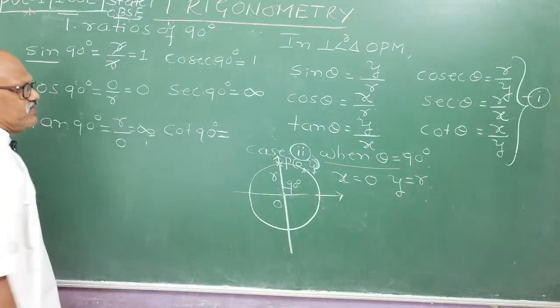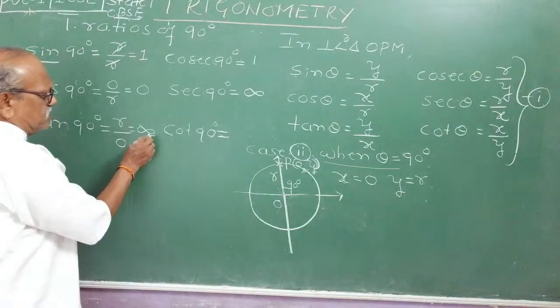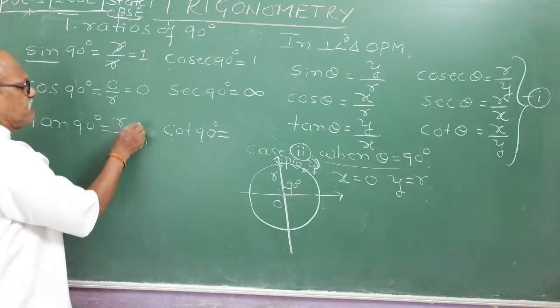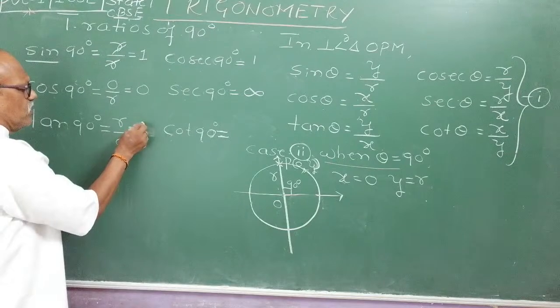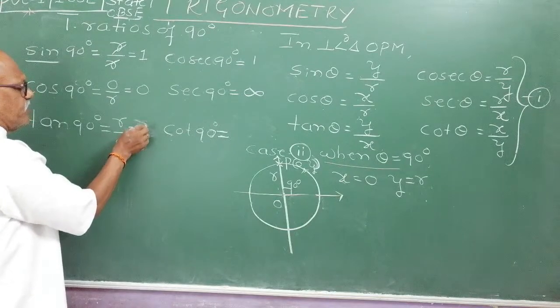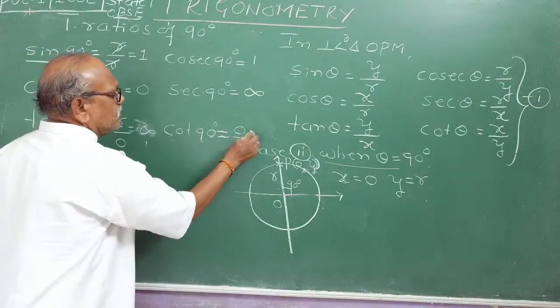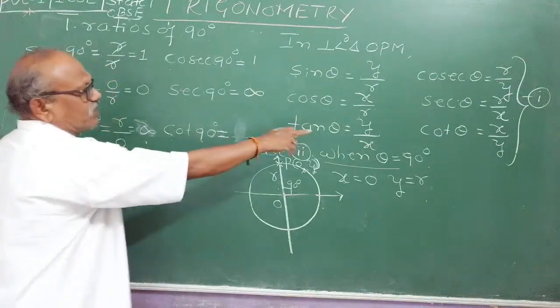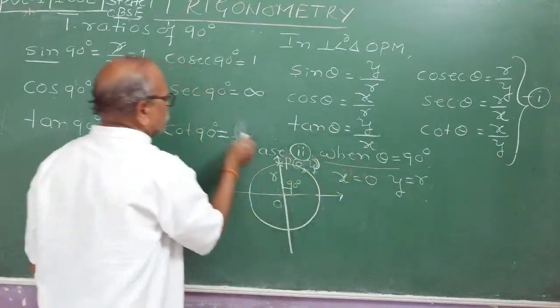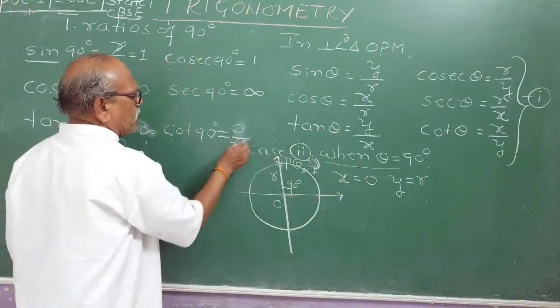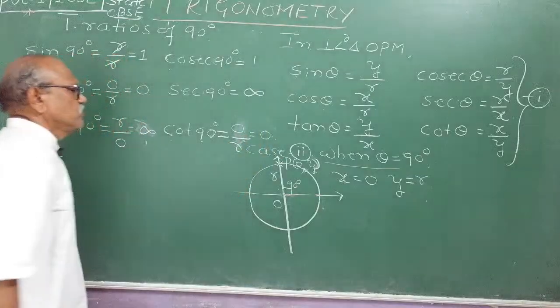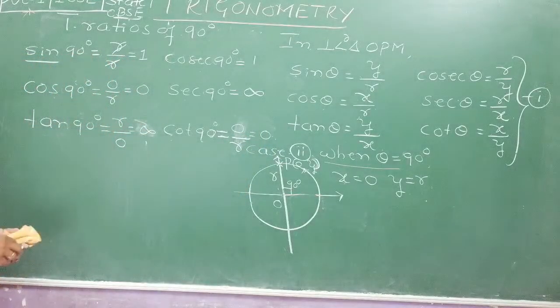Cot 90. What is cot 90? Cot 90 is reciprocal of infinity. What is infinity? R by 0. R by 0 is infinity. Reciprocal of infinity is 0 by r. What is cot 90? You say that cot 90 is x upon y. What is x? 0 upon r. 0 by r is 0. Thus we got all the trigonometric ratios of 0 degree, 30 degree, 45 degree, 60 degree and 90 degree.